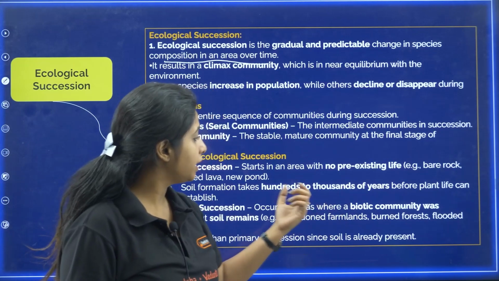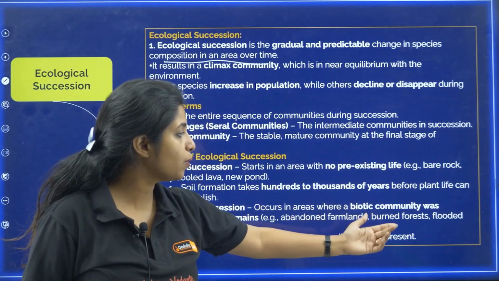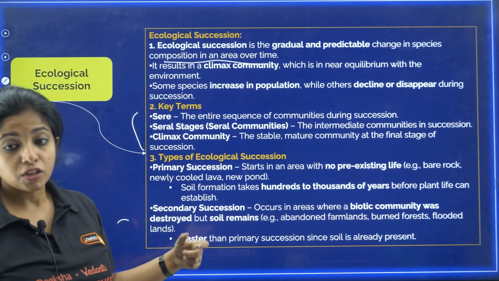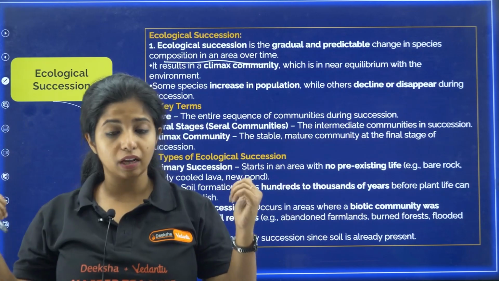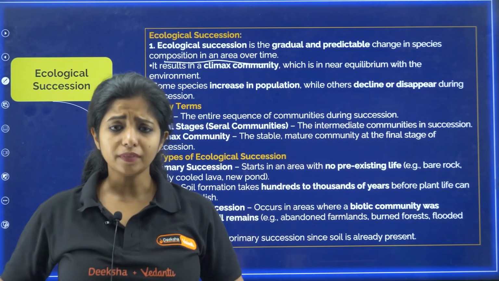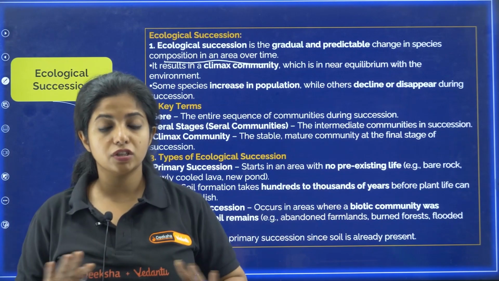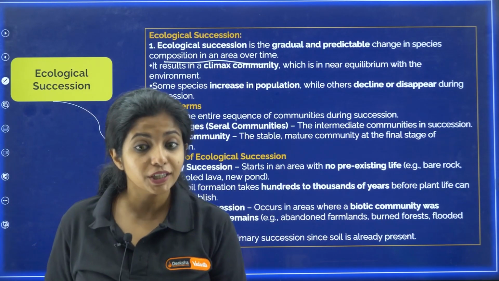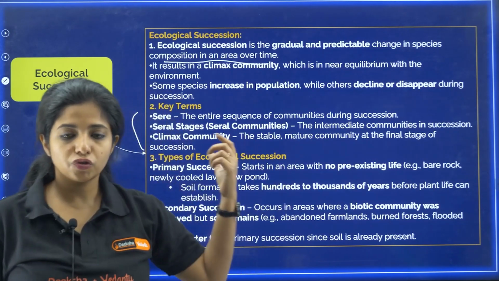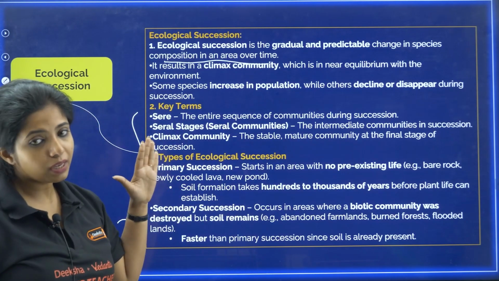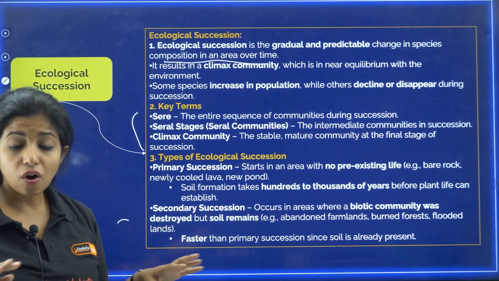It occurs in an area where a biotic community was destroyed but the soil remains, such as abandoned farmlands, burned forests, flooded lands, etc. So it is faster than primary succession. So it's a new area just having bare rock. From here the life is starting. This is known as primary succession. In the second area where I had a forest, I burned it all. Now I do not have anything up there, just the soil. Because you have the soil, my dear children, obviously life forms can be supported really fast and it will be obviously faster. Secondary succession is going to be faster, primary is going to be comparatively slower. Why? Because soil formation itself takes a lot of time.